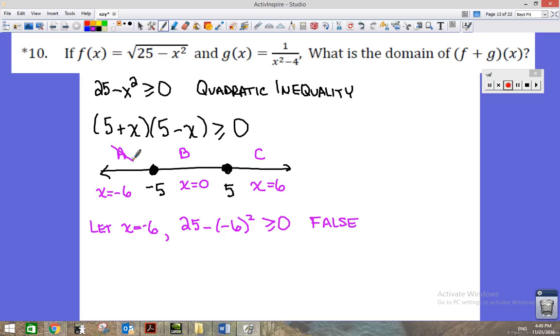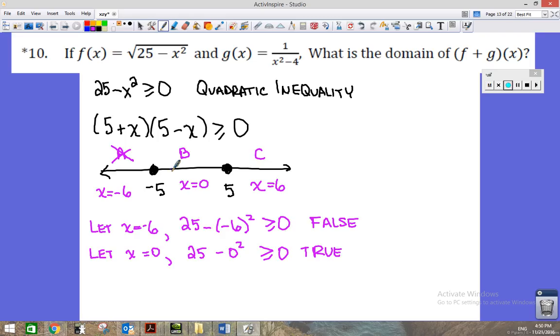So all of the numbers here are not solutions to this inequality. They do not satisfy it. The values that you plug in for x will not be greater than or equal to 0. Well, what about if we let x equal 0? We're going to have 25 minus 0 squared, and that is 25, and 25 is bigger than or equal to 0, that's a true statement.